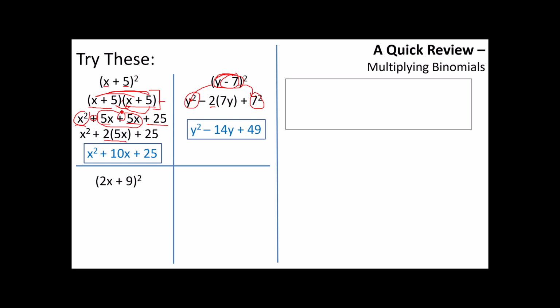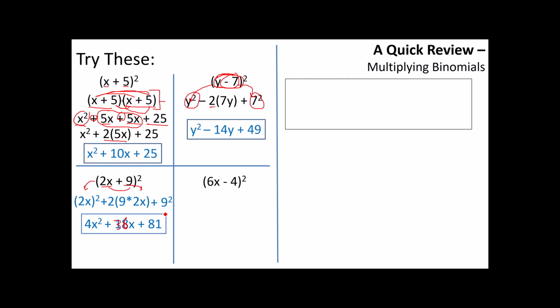How about this one? The first term I know is going to be 2x times 2x, or 4x squared. The last term is going to be 9 times 9, or 81. The middle term is going to be 2x times 9 twice. 2x times 9 is 18x twice, which is 36x. Again, this is a new slide for me, so it's got a little typo in it. This is 4x squared plus 36x plus 81.